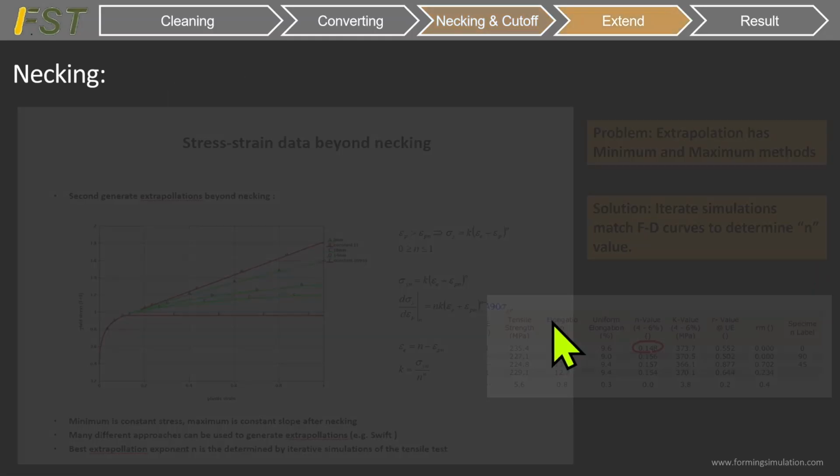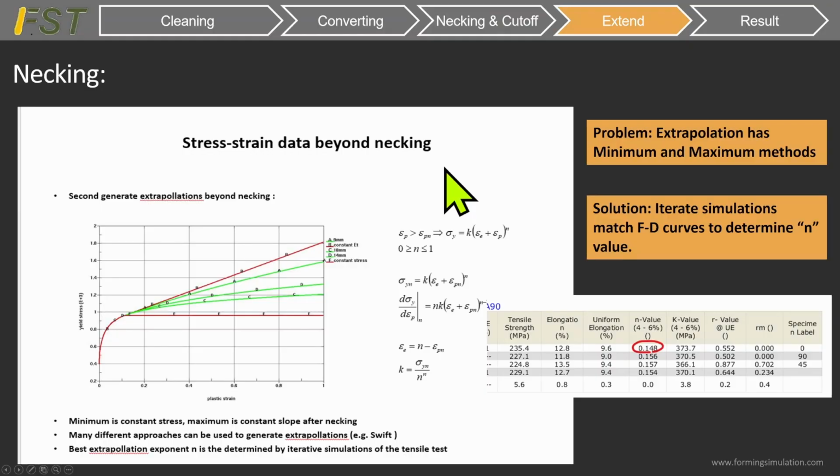But now we need to extrapolate and extend it. So beyond our necking point, there are several methods. There's minimum and maximum methods. You can see the minimum method here is this nearly horizontal line, and the maximum method is this sort of tangential curve. This is a pretty big range.